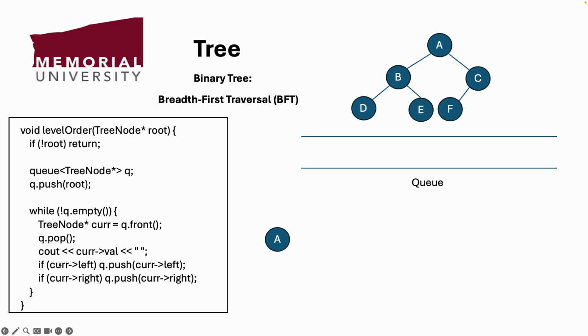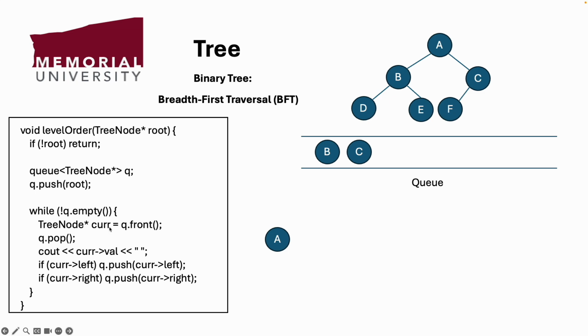Then we check whether the current node has a left child and a right child. For A, it has the left child, which is B. If it has it, we push it into the queue. And it also has the right child, C, so we push that into the queue. Since Q is not empty, this while loop can continue.